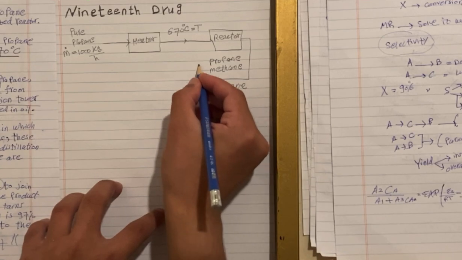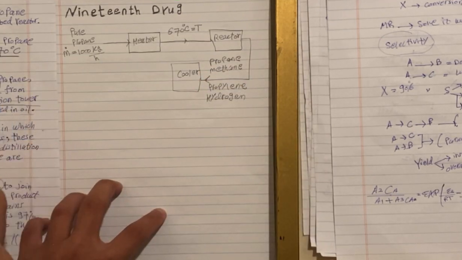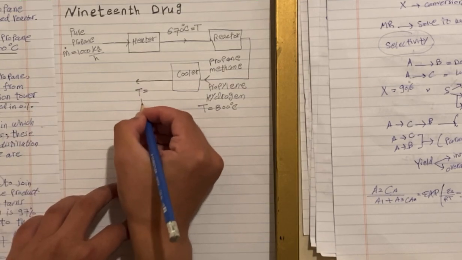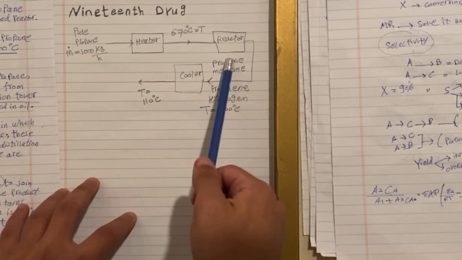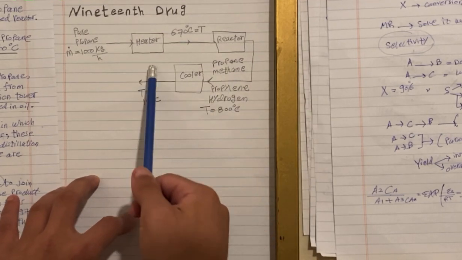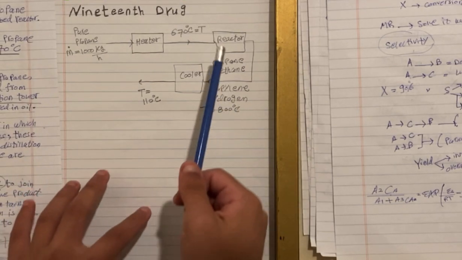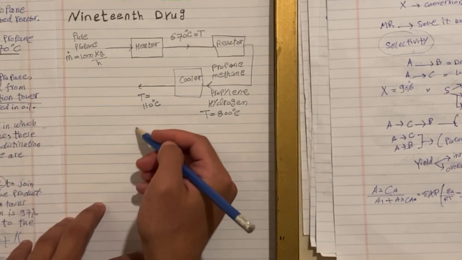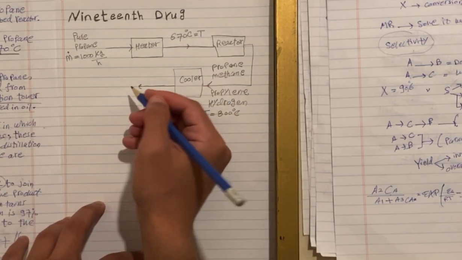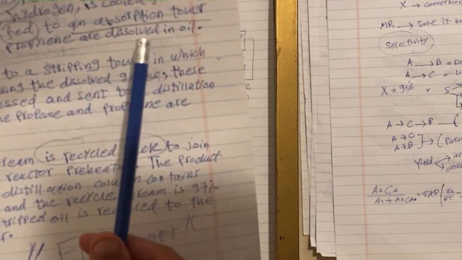To cooler, it will be cooled off from 800 to T equal to 110 degrees Celsius. This tells you that still the effluent stream will be the same as this one here, because it's just heating process. It's not a reactor like this one. There is no generation consumption. Then four of them will go to an absorption tower where propane and propylene are dissolved in oil.